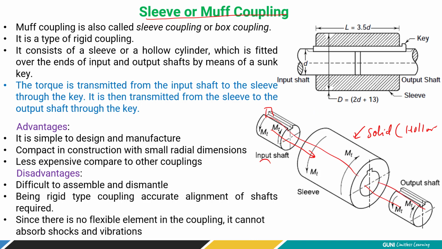Now, the input shaft provides the torque. That torque is transmitted from the shaft to the key and from the key to the coupling. Again, it goes back to this right side key, that is the output shaft key, and then to the output shaft. This is how this muff coupling works. It is also referred to as solid coupling. It is also referred to as sleeve coupling, right? It's simply a hollow structure. Muff coupling is also referred to as sleeve coupling or box coupling. These are the names given.